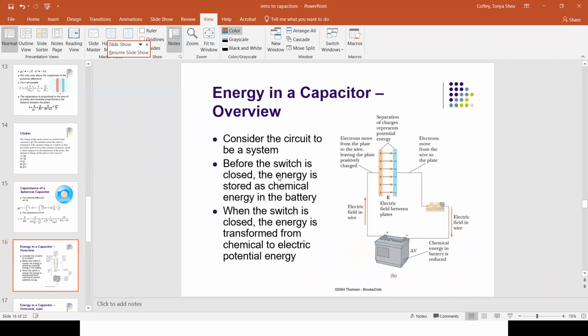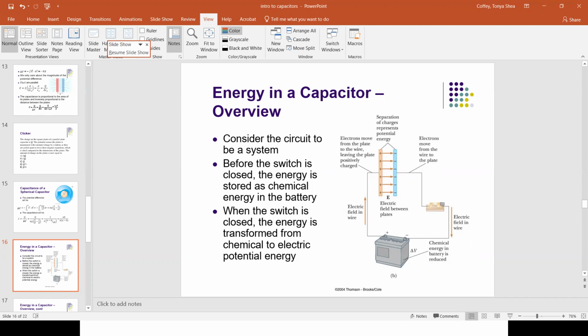All right, so now let's talk about how we store energy in capacitors. So let's take another look again at our simple little circuit that just has a battery and a parallel plate capacitor and a switch, okay? And this is our system, and it's a circuit, right? Now, if we have that switch initially open, and we're going to say that our capacitor is initially uncharged, all of the energy in the system is the chemical energy in the battery, right? Then you close the switch and the energy is transformed from chemical to electric potential energy.